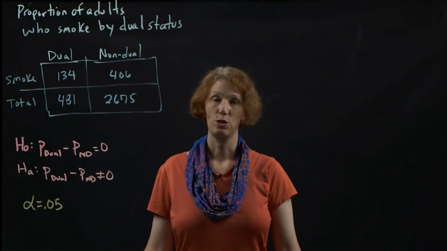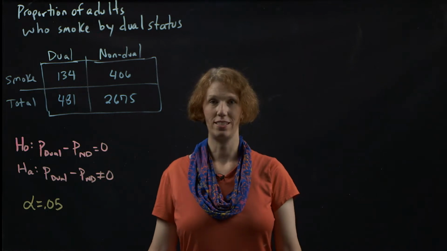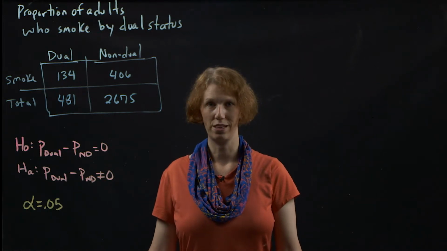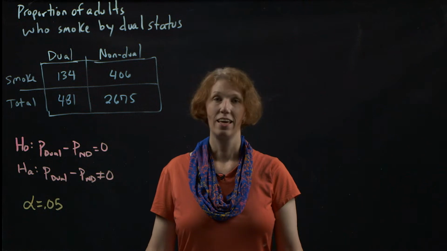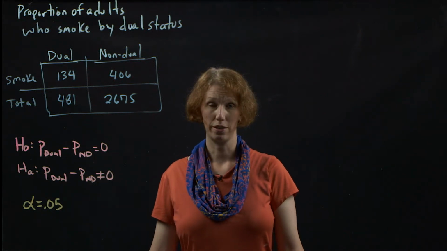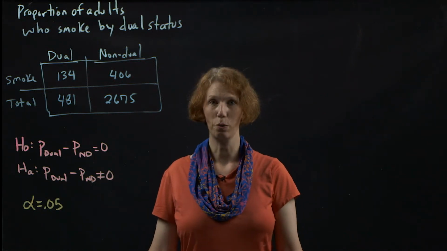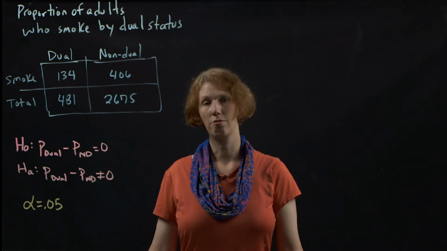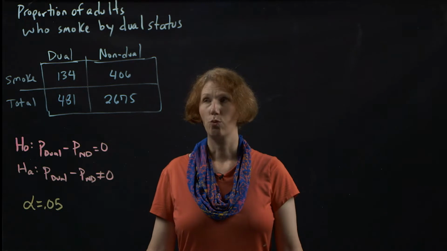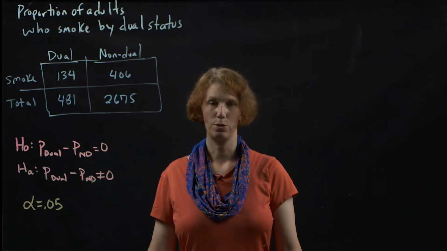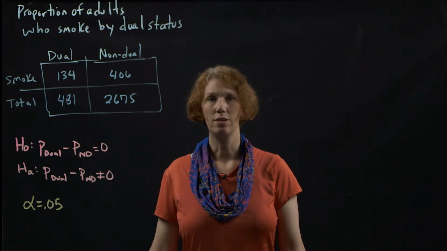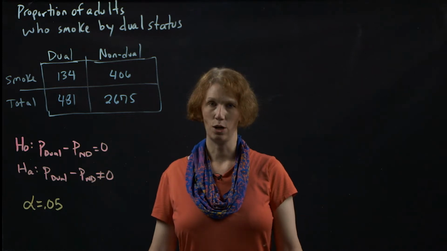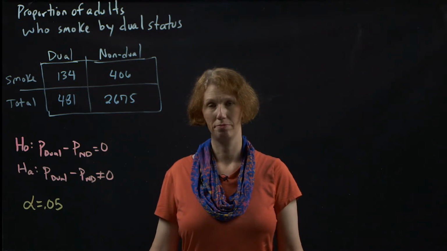Welcome to this demonstration of hypothesis testing for the difference of two population proportions. The context for this example is the Hamilton ACO. Specifically, we are interested in the outcome of smoking, and we're going to restrict attention in this particular example to adults within the Hamilton ACO beneficiary population.